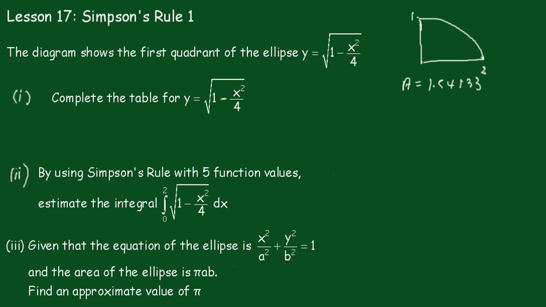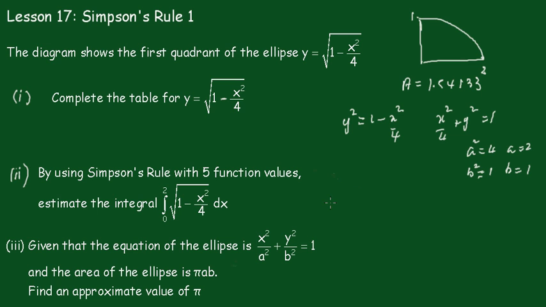Alright, in part 3, given that the equation of the ellipse is x squared on a squared plus y squared on b squared equals 1, and the area of the ellipse is pi AB, find an approximate value of pi. Now, if you saw the previous video on the trapezoidal rule, we'll follow the same procedure. We'll get this ellipse in this form by squaring both sides, and we get y squared equals 1 minus x squared over 4. So x squared on 4 plus y squared equals 1. So a squared equals 4, which means a equals 2, b squared equals 1, so b must equal 1.